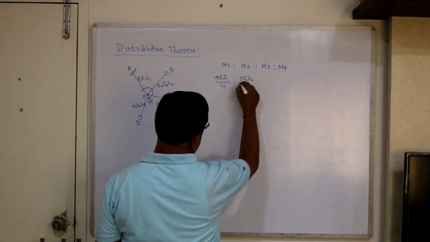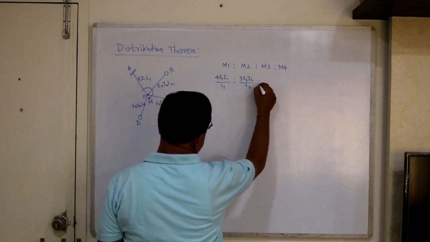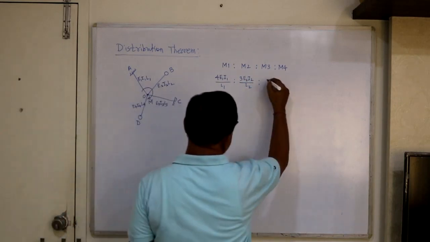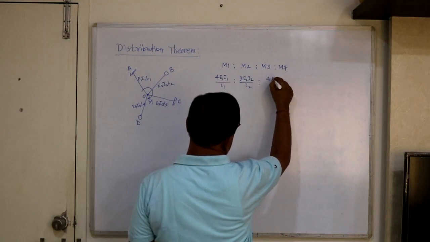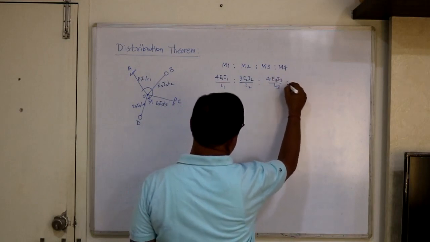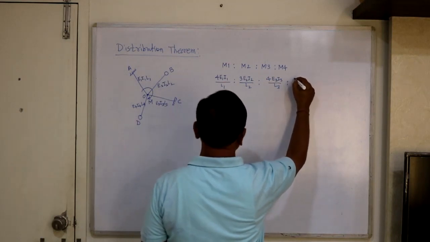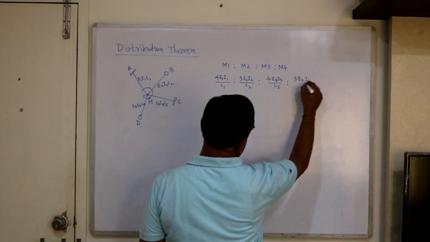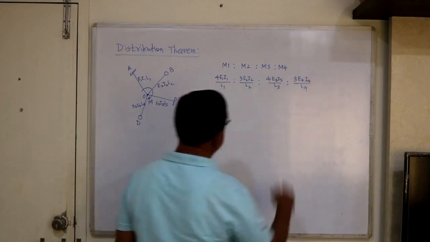3E2I2 upon L2. Then the third member OC, and C is again fixed, so we can write 4E3I3 upon L3. Then this is OD, D is hinged, so 3E4I4 divided by L4.